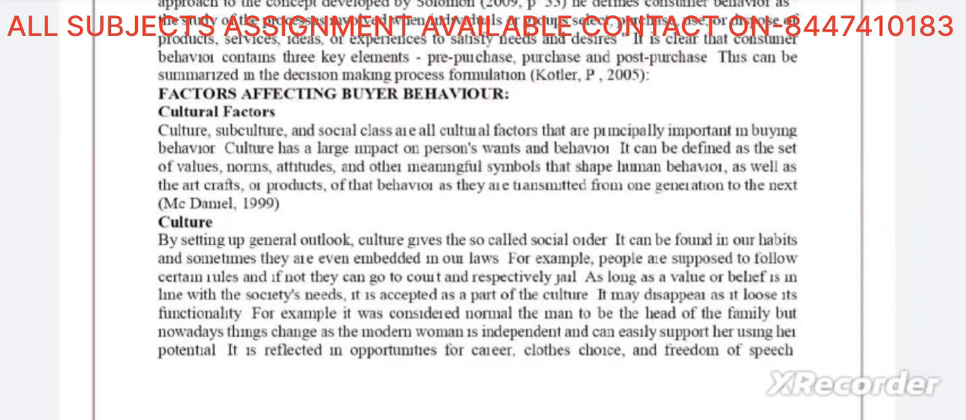Factors affecting buyer behavior. Cultural factors. Culture, subculture, and social class are all cultural factors that are principally important in buying behavior. Culture has a large impact on persons' wants and behavior. It can be defined as the set of values, norms, attitudes, and other meaningful symbols that shape human behavior, as well as the art, crafts, or products of that behavior as they are transmitted from one generation to another.